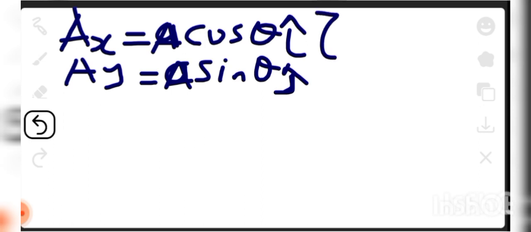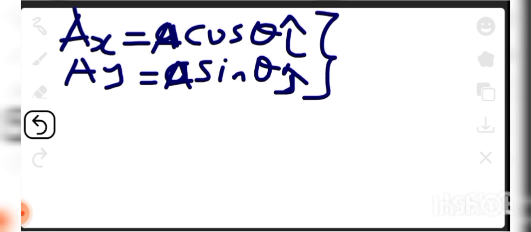Now let's check. Remember, we can put i here for x, and we can put j for y. Don't forget that. Now, how do we represent this same vector A in rectangular form? Let me use capital letter A. How do you now represent this vector A in rectangular form? Because this one is in component form, x and y component.